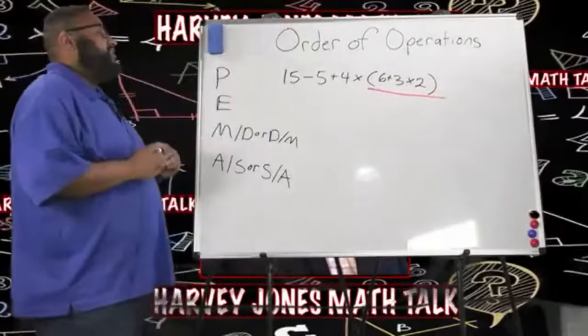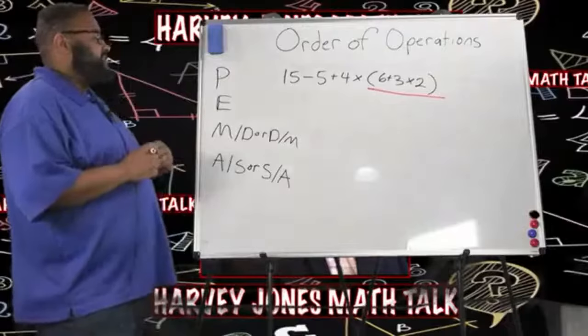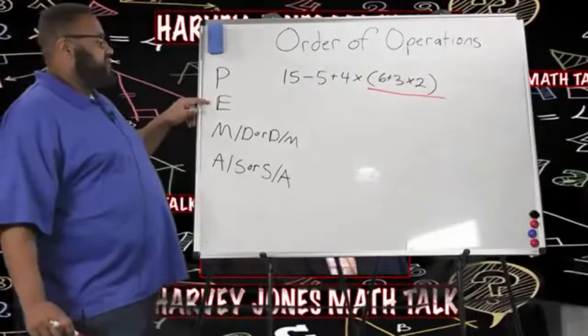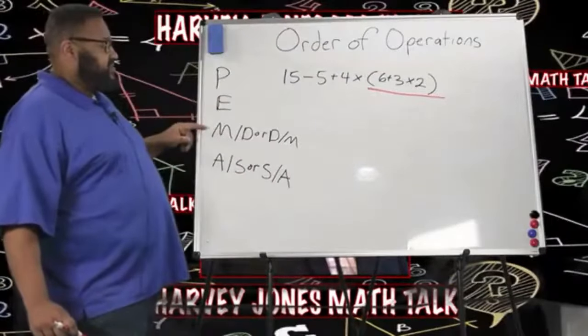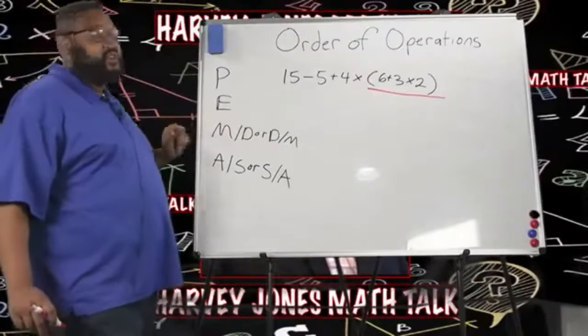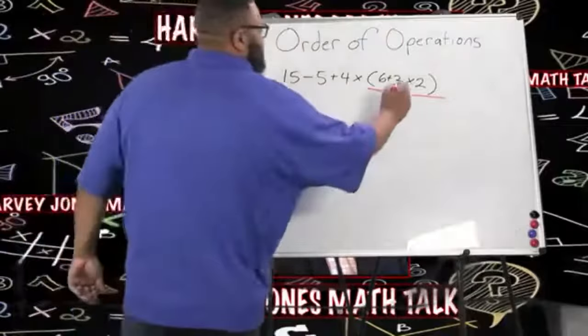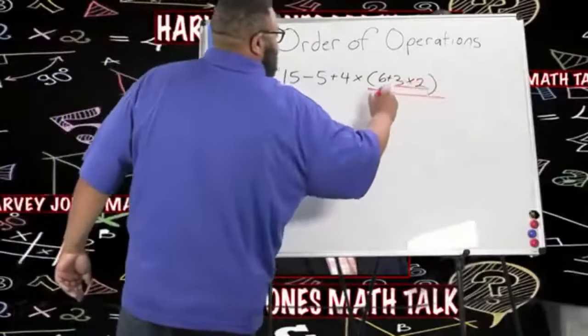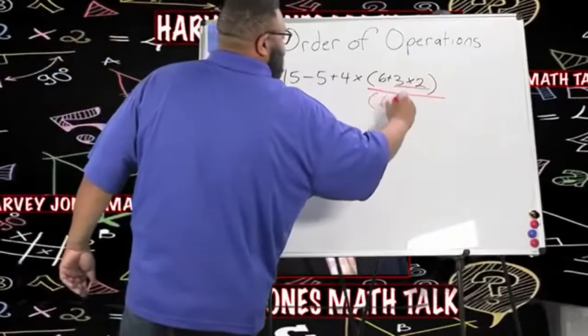Okay? Now, the next thing I ask myself: are there exponents in those parentheses? No. Do you see multiplication or division in there? Yes, I do. Guess what you do first, folks? You do the multiplication inside of here first. So that'll be, close parentheses, 6 plus 6.